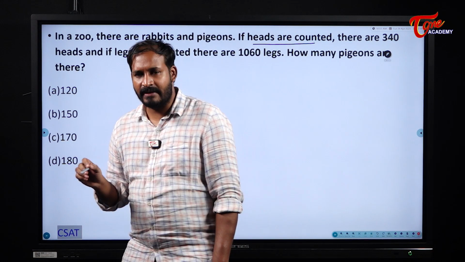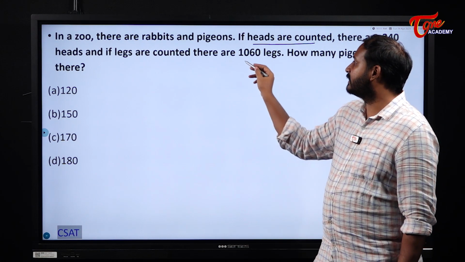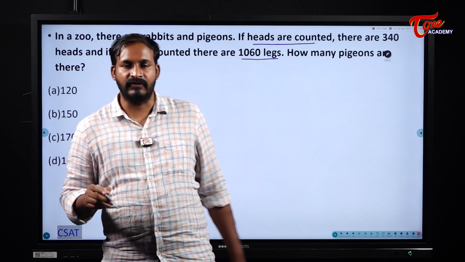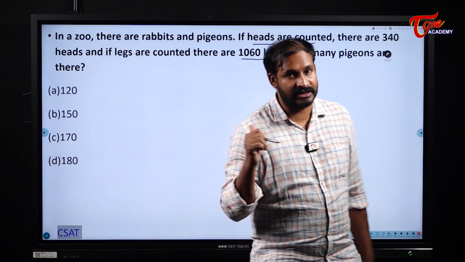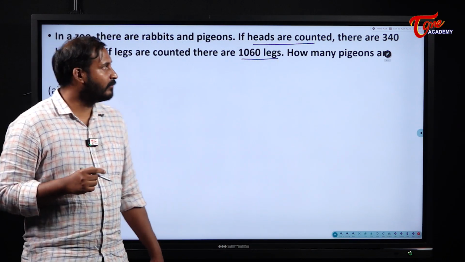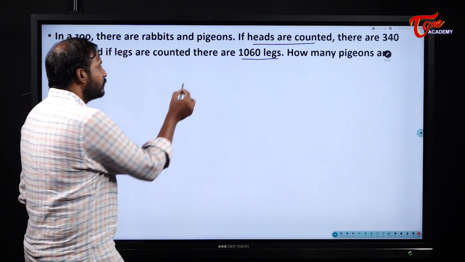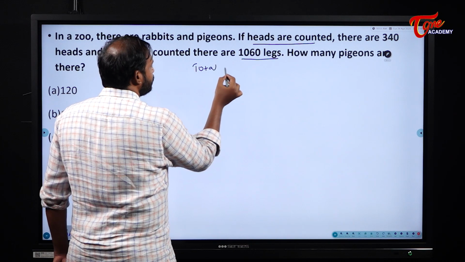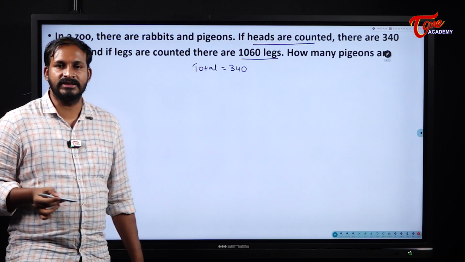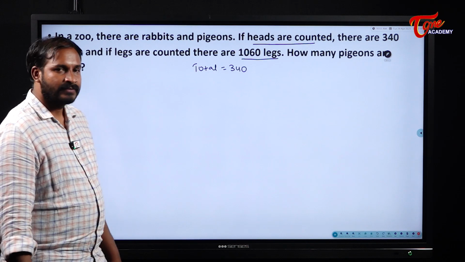If heads are counted, there are 340 heads. For every rabbit and every pigeon, there is only one head. If legs are counted, there are 1060 legs. How many pigeons are there? Now see here, from this head count, we will apply the alligation rule directly, students. From this head count, what can I assume? In total, how many animals, including rabbits and pigeons, are there? 340. Whether it is pigeons or rabbits, the head is only one, so a total of 340 animals are there.